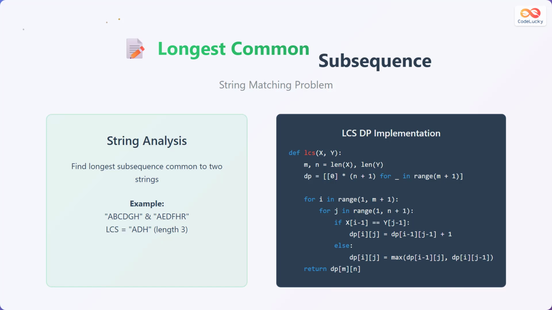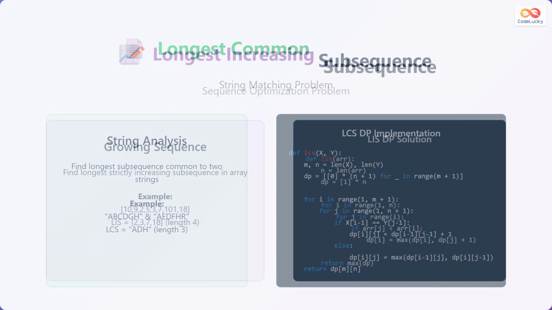Longest common subsequence, or LCS, is a fundamental string matching problem. Given two strings, we find the longest subsequence that appears in both strings in the same relative order, but not necessarily consecutively. For example, with strings ABCDGH and AEDFHR, the LCS is ADH with length 3. The DP solution creates a table where dp[i][j] represents the LCS length for the first i characters of string X and first j characters of string Y. If characters match, we add 1 to the diagonal value. Otherwise, we take the maximum of the left and top values.